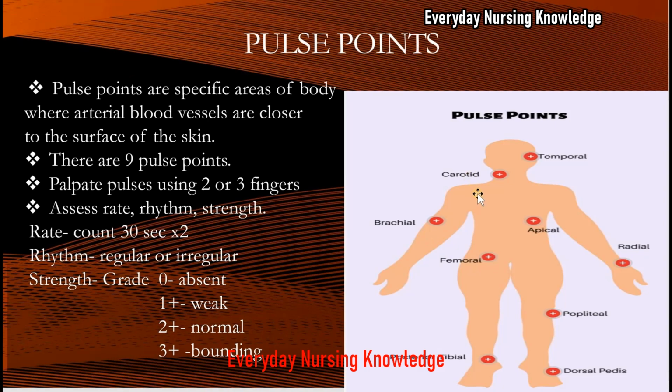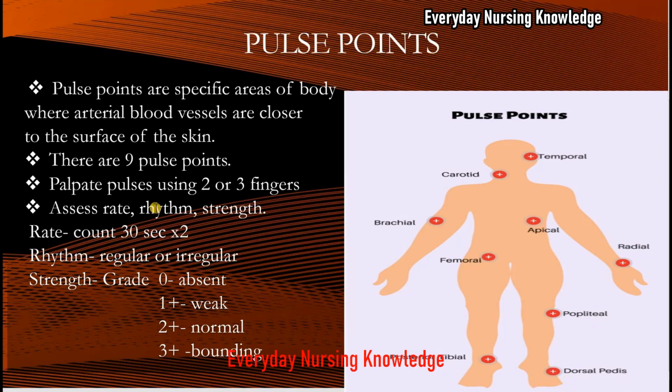So pulse points are specific areas in our body where arteries lie closer to the skin surface and you will be able to palpate the pulse. Usually arteries are deeper, whereas in pulse points arteries are closer to the skin and you will be able to palpate the pulse. So there are 9 pulse points in our body. They are temporal, carotid, brachial, femoral, apical, radial, popliteal, posterior tibial and dorsalis pedis.